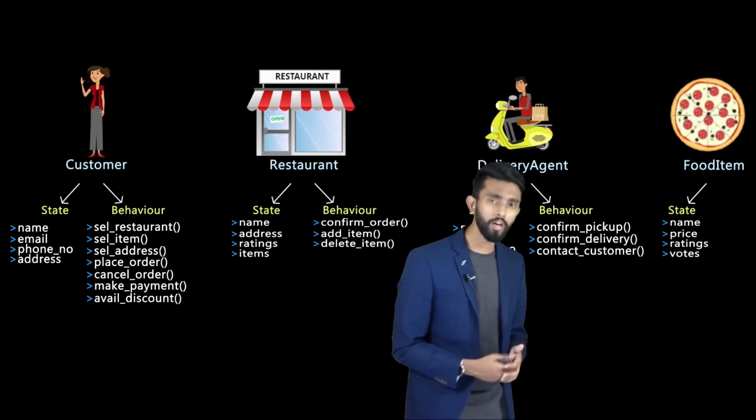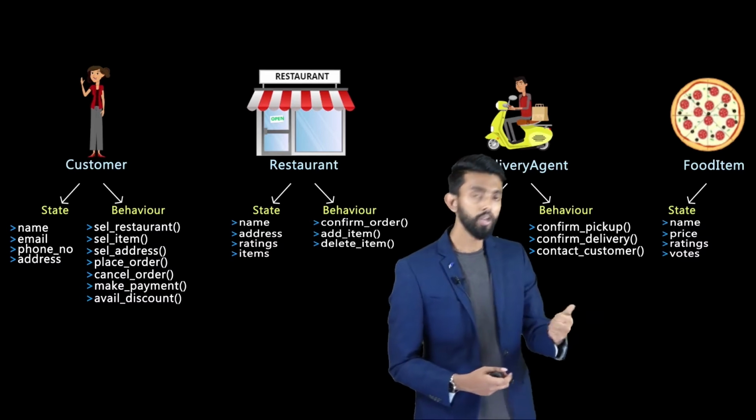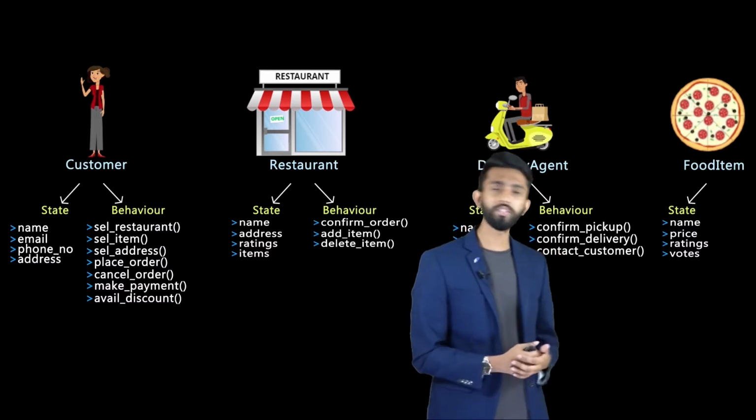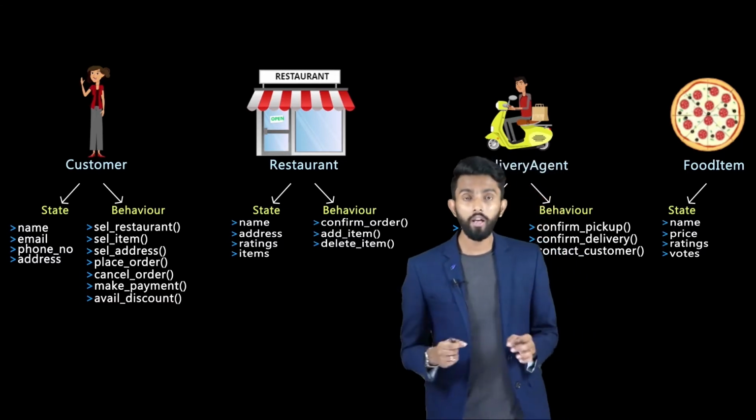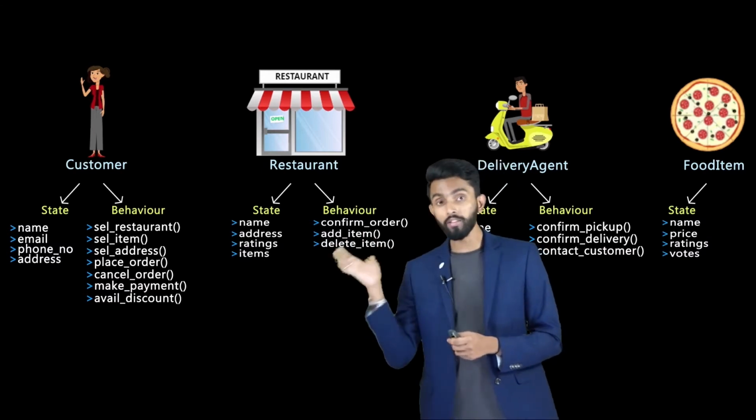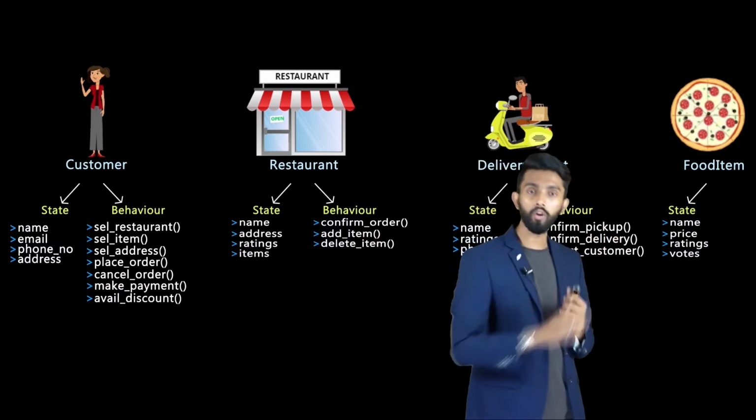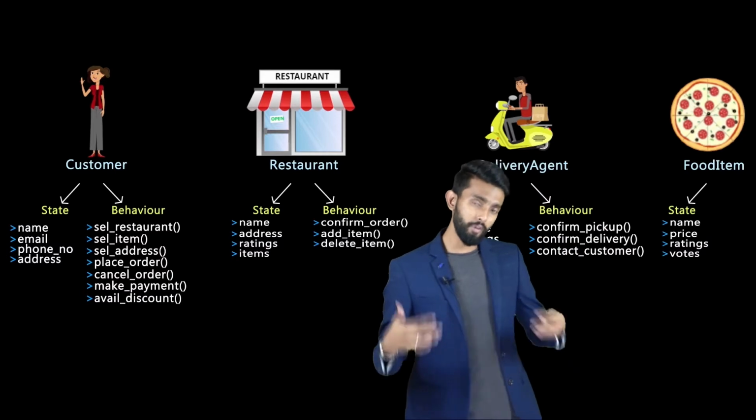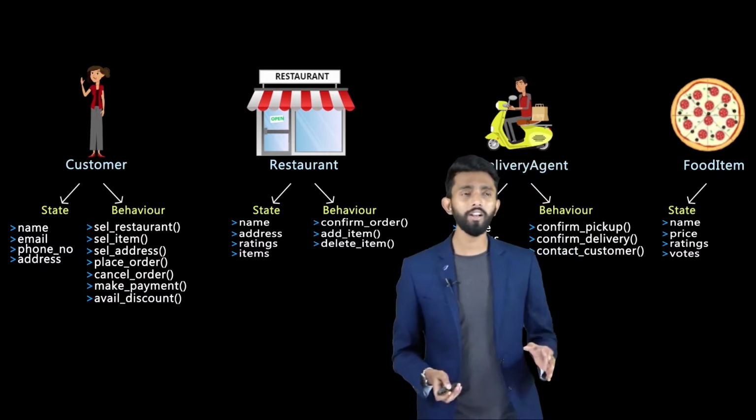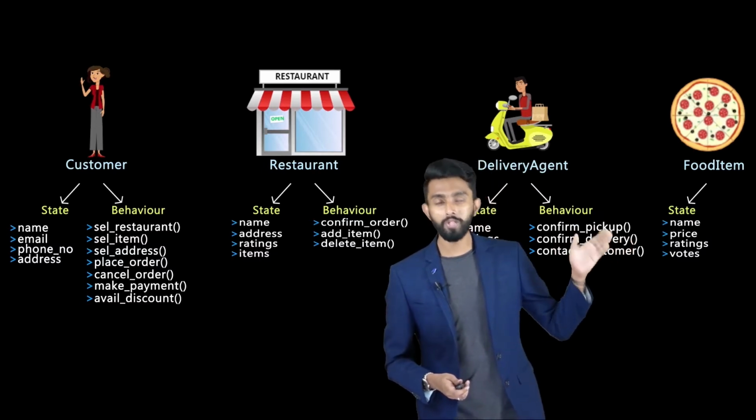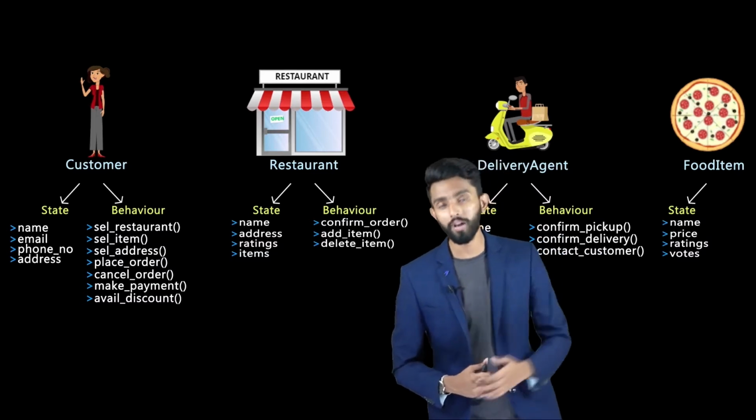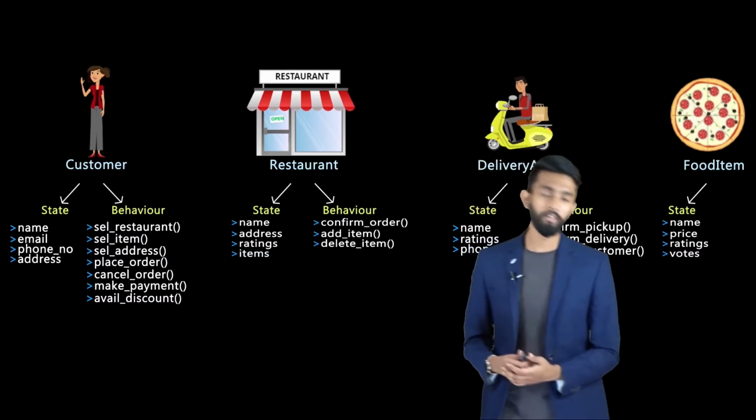For example, a food item like a pizza. Yes, you'll need its name, you'll need its price, you'll need its ratings, votes, etc. But why would you require behavior? Now, what is the behavior of a pizza? The other objects can exhibit behavior on the pizza, but pizza from its innate nature does not have any way of exhibiting behavior, right? So technically these kinds of objects which have only properties or state, we call them enumerations. More about this down the line, we will be looking at it.